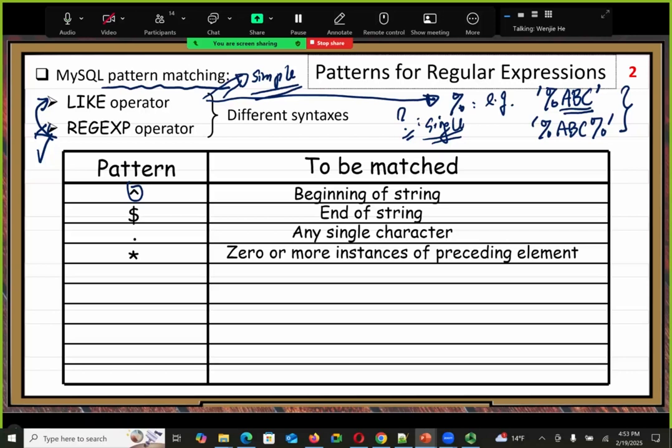0 means you do not use that, then 1 or more. So that's the star. Plus: one or more instances of the preceding element.